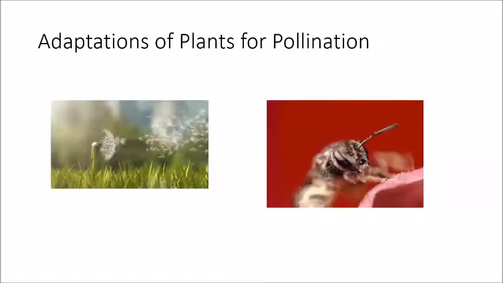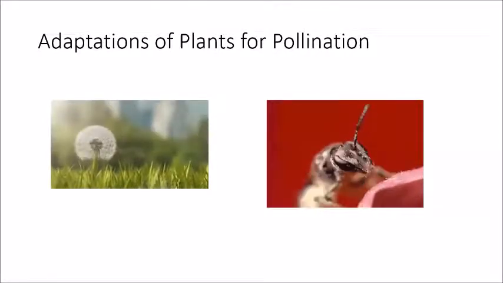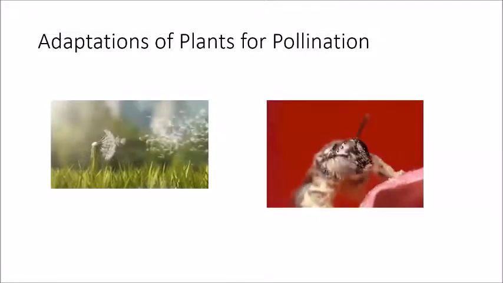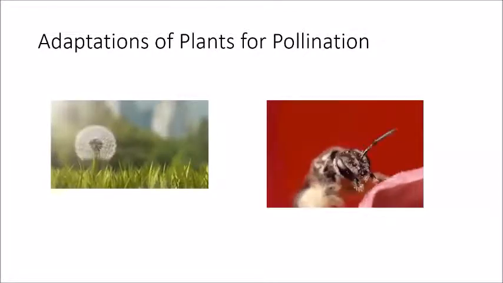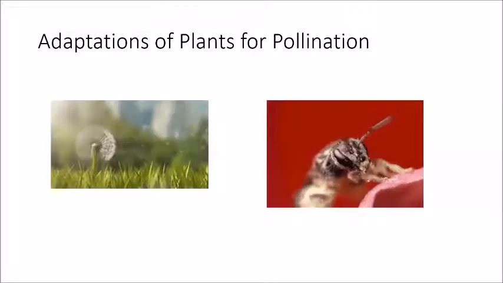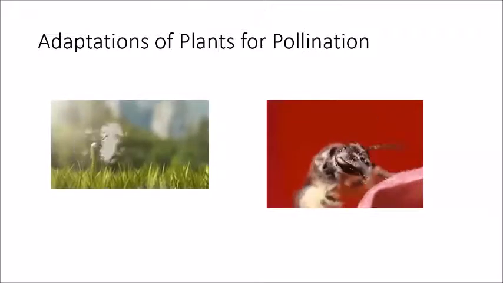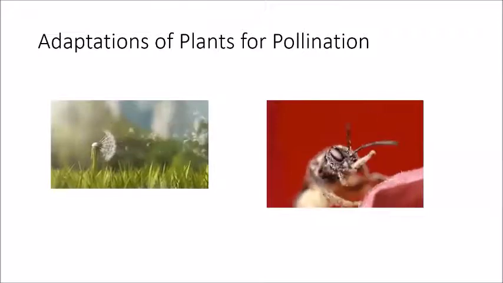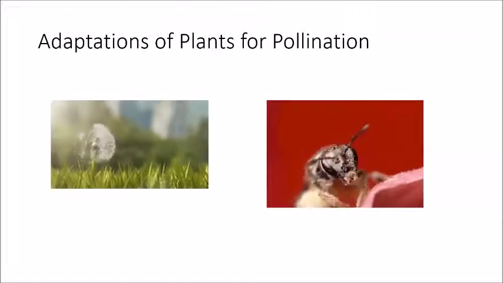Okay, so next we're going to talk about the adaptations that plants have in order to bring about pollination. Like I said earlier, two methods used by plants to pollinate are one, wind pollination, and two, insect pollination. And the adaptations that plants have for pollinating are basically the different ways that plants have modified parts of their flower to make it more efficient or effective at carrying out pollination.